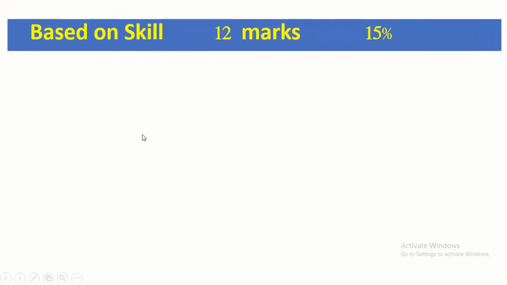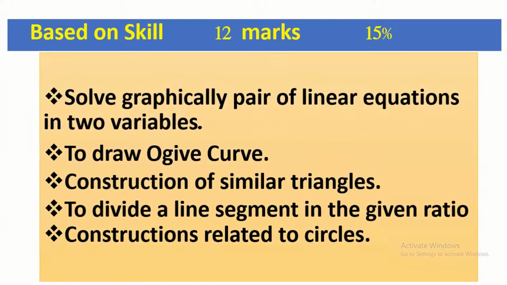So in the distribution of the marks based on the cognitive area, we have to observe that based on the skills there are 12 marks, that is 15%. For the distribution of the marks for the skill based questions, they are like this: solve graphically a pair of linear equations. To solve the pair of linear equations in 2 variables by using the graph, that is one of the skill questions.